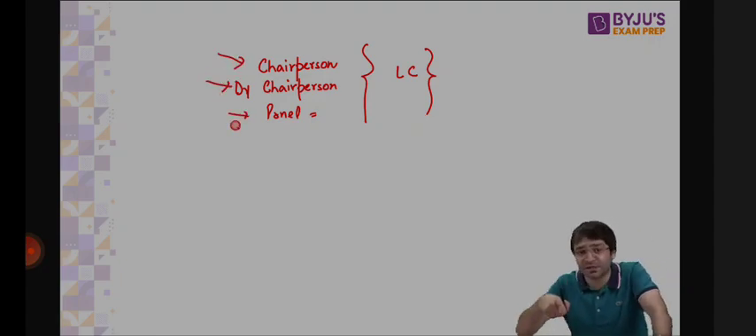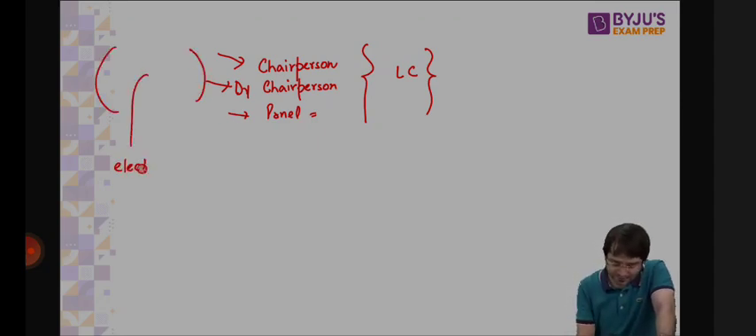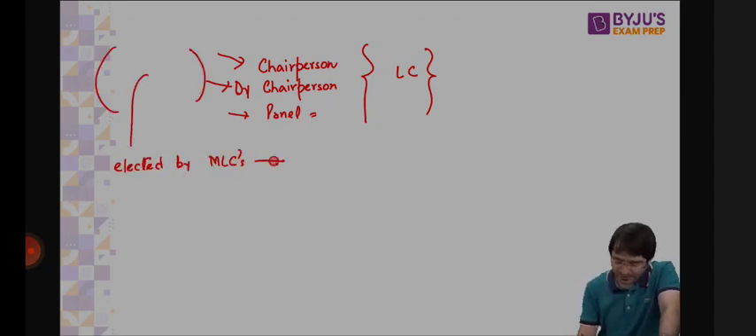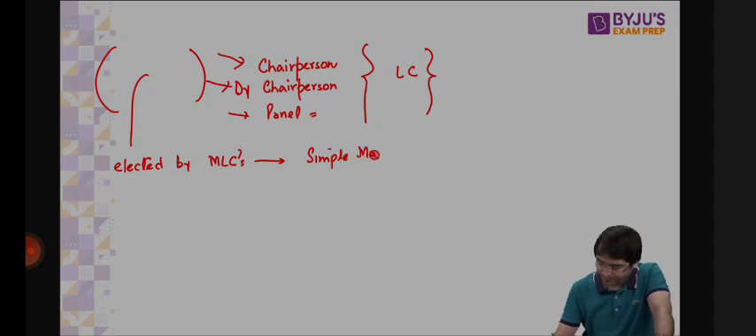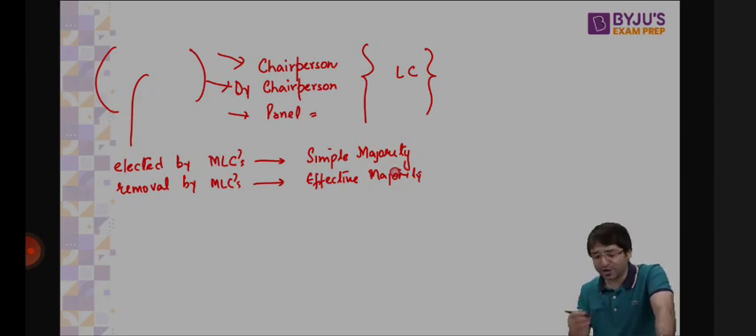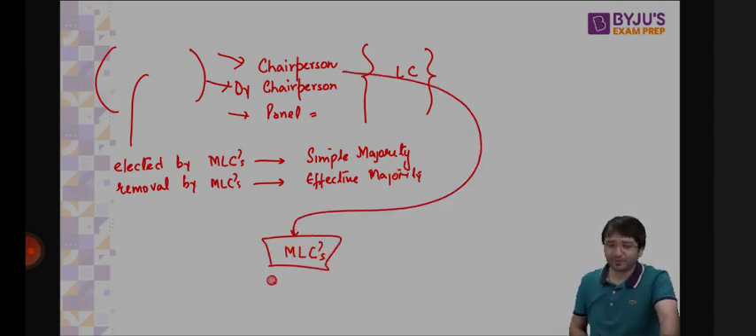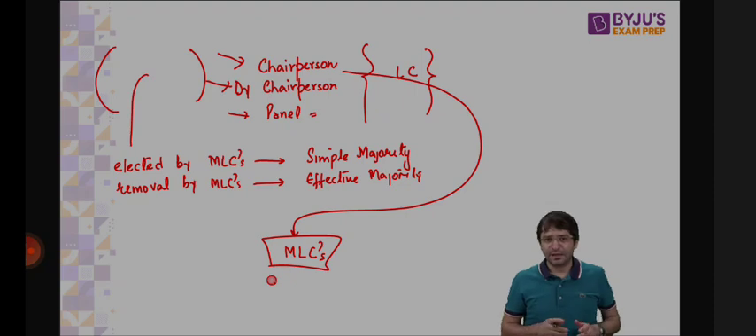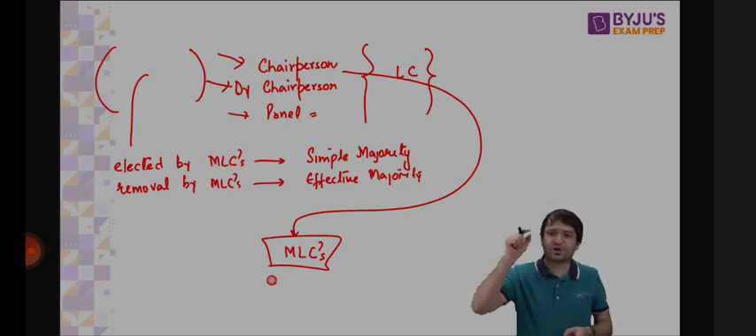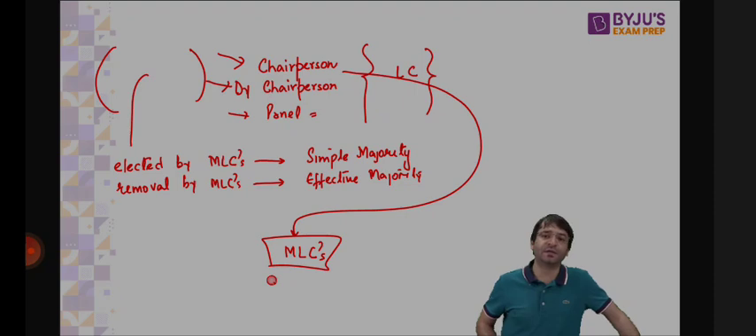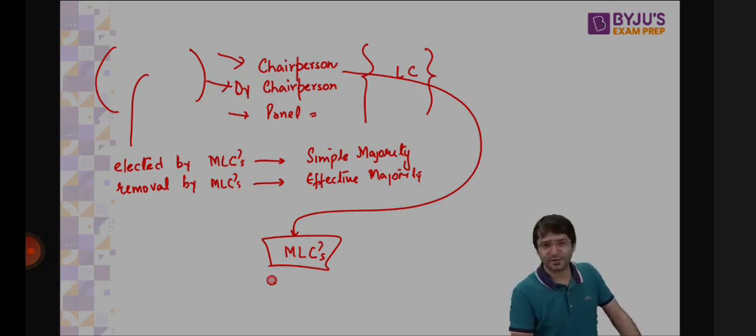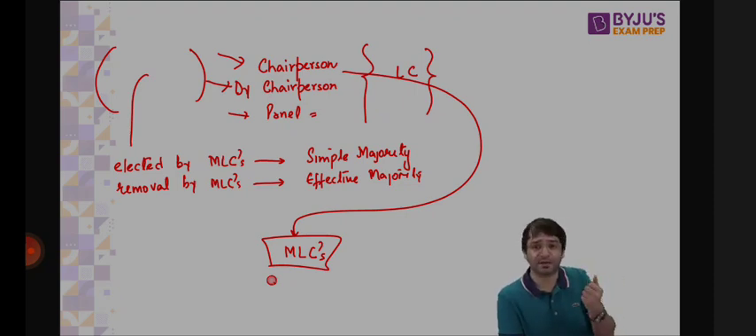But who is this chairperson? Who is this deputy chairperson going to be? Both these individuals are elected by MLCs by simple majority. And they can be removed as well if the MLCs pass a resolution by effective majority. Both the chairperson and the deputy chairperson are MLCs. So once MLCs are elected to the legislative council, one amongst them can be elected by the MLCs as the chairperson, and one amongst them can be elected as the deputy chairperson. And there also we follow a convention. The chairperson can be from the ruling party, but the deputy chairperson should be from the opposition party.